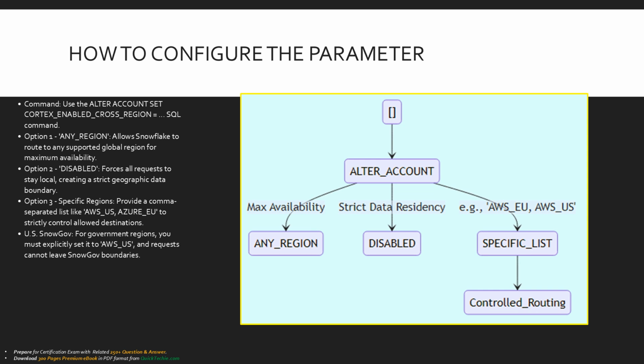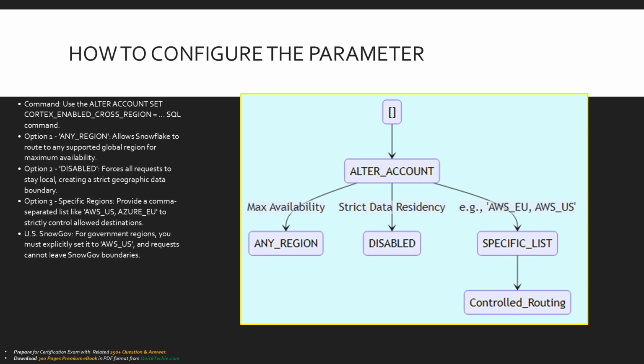If strict data residency is legally required, setting it to disabled ensures no inference request ever leaves your local region. The sweet spot for most enterprises is the third option, specifying exact regions. You can pass a comma-separated list, such as AWS US, Azure EU, meaning Snowflake can only route to those specific geofenced cloud environments. For our government users operating in US SnowGov, you must explicitly set this to AWS US, as cross-region inference is highly restricted and cannot cross into commercial public internet boundaries.